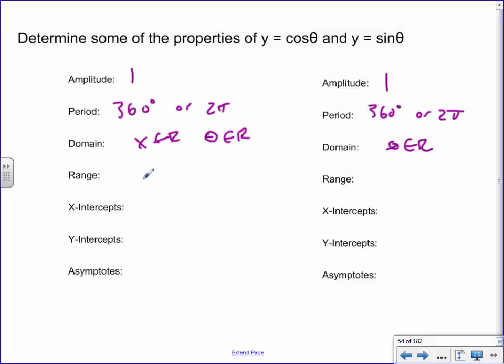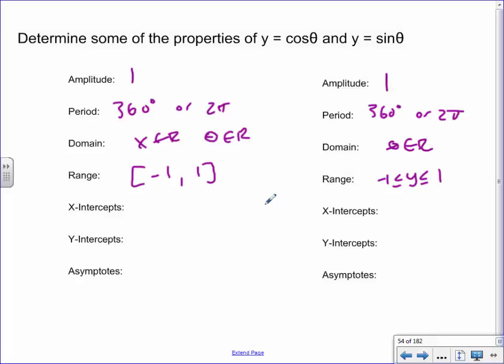I want to take a stab at what the range would be on this graph. That's fantastic, yeah. Only we'd have to write it the other way around. It goes from -1 to +1. Or another way of writing it would be y is between +1 and -1. It can't get bigger than 1. It can't get smaller than -1. Which kind of makes sense because it's based on a unit circle.